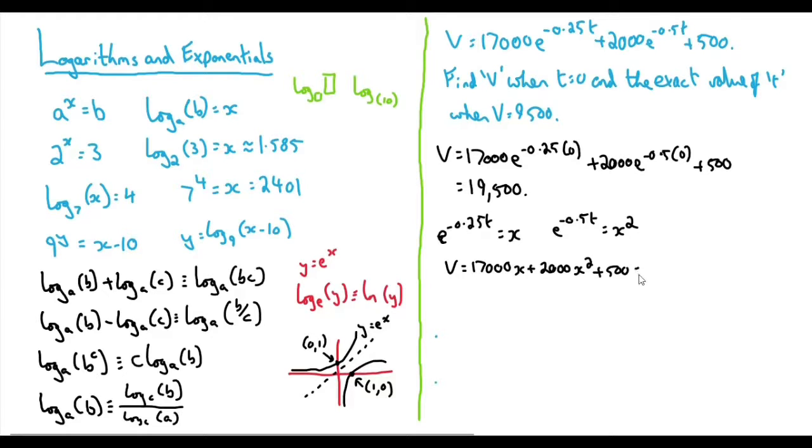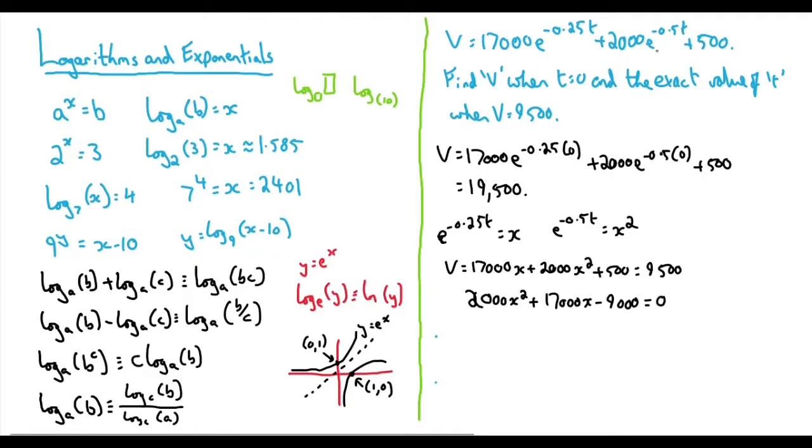And actually, we can already say that that is going to equal 9,500. Bringing that onto this side, I'll just put them also in descending powers. So 2,000x squared plus 17,000x minus 9,000, because 500 minus 9,500 equals minus 9,000. What we have here is a hidden quadratic.